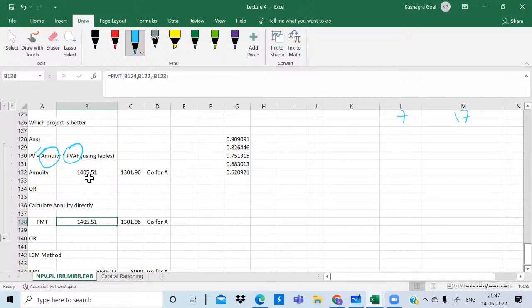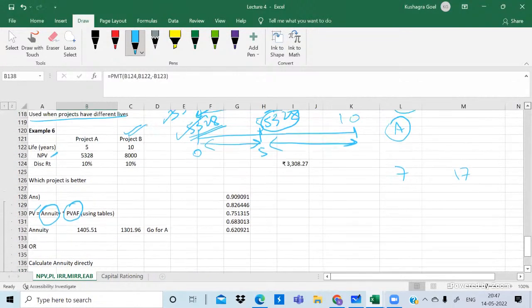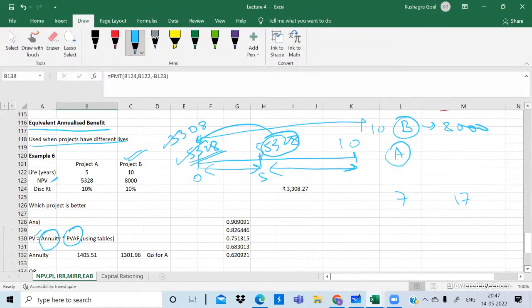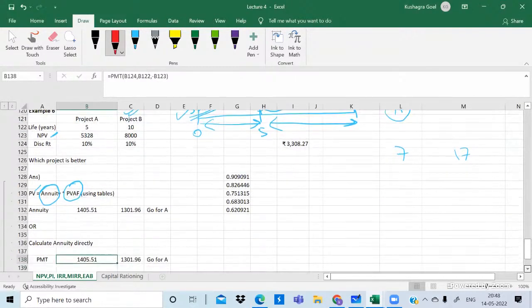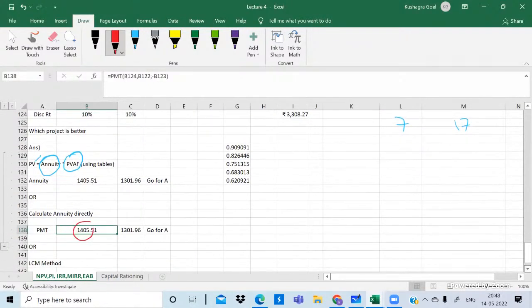Any doubt with this, anyone? Any doubt with the equivalent annualized benefit method? Now, let's say instead of having equivalent annualized benefit, I have equivalent annualized cost. Okay. And I do my calculations and I get my annuities as 1405 and 1301. Which project will you choose? You'll choose A or you'll choose B.